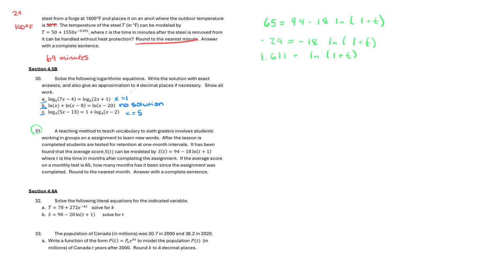So now we can take everything to the e power, and if we have e to the 1.611, we get 5. And then this will equal 1 plus t. So now if I subtract 1 from both sides, I get that t is equal to 4. So we found our answer is 4 for t, but what does this mean? It means the assignment was completed 4 months ago, essentially, because t is in units of months.